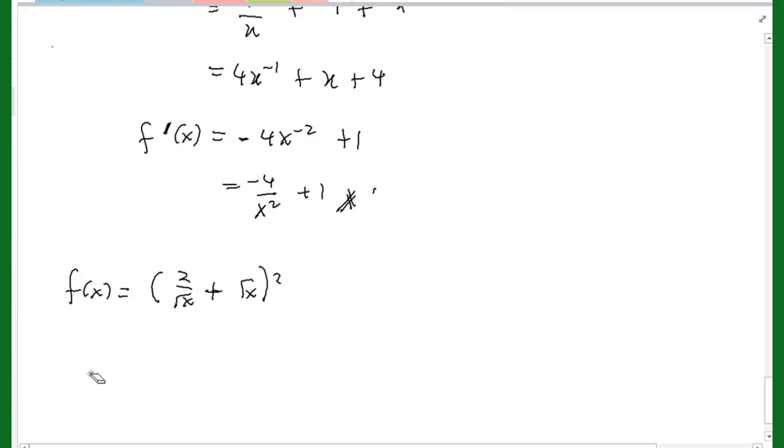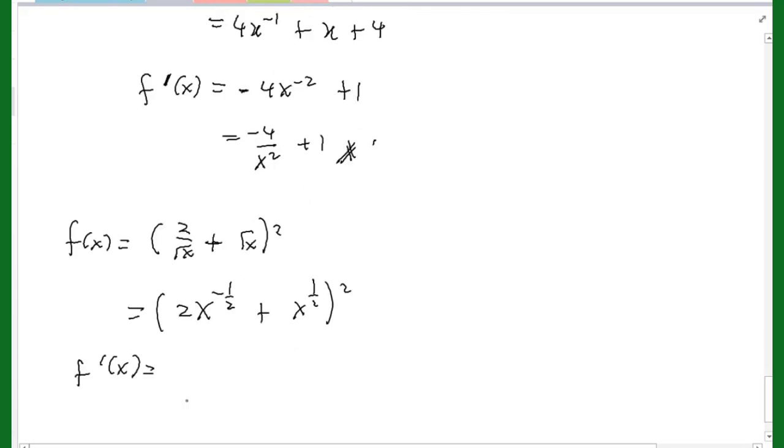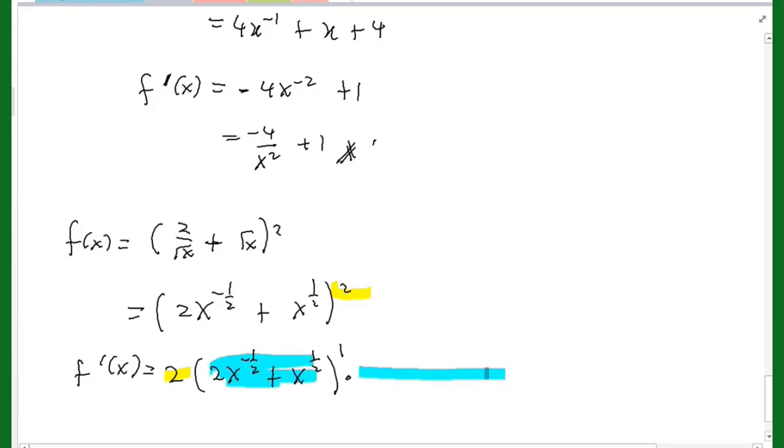Change this one first. Change to x power negative half plus a third, 1 over half squared. Okay, and then f prime of x using the power rule. Rewrite and differentiate inside.